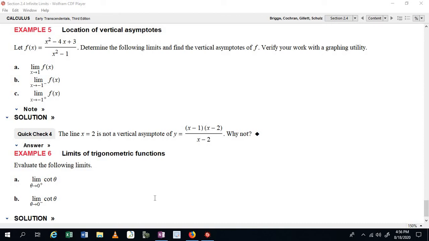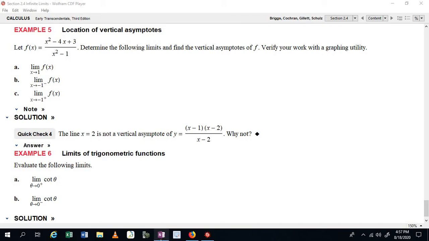Hello again. In this video, we're going to go over section 2.4, part 3, which is about locating vertical asymptotes. Now, in an earlier video from section 2.4, we talked about the definition of vertical asymptotes. But the definition of vertical asymptotes is not very user-friendly when it comes to finding their location. So in this video, I'm going to show you how to find the location of vertical asymptotes when you have a rational function. We're going to look at example 5, which happens to be a rational function, and we're going to locate the vertical asymptotes for this function.